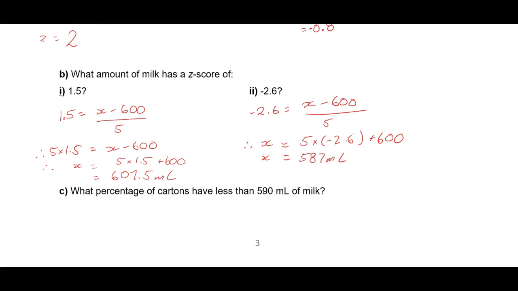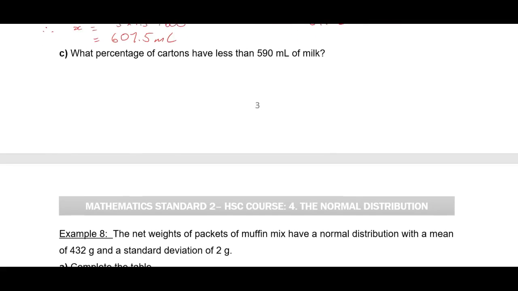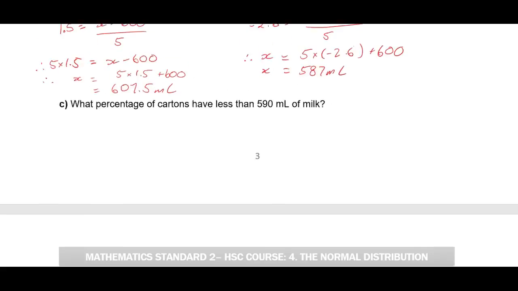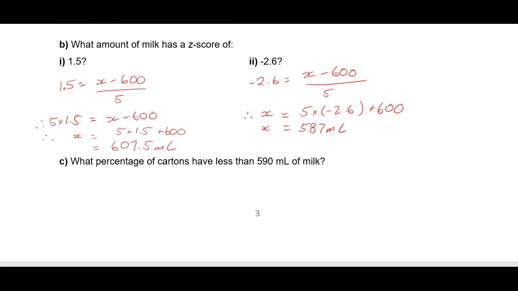One more to go here, I think, and we'll be done. What percentage of cartons have less than 590 mils of milk? Well, we need to apply our empirical rule from the previous question here when it says what percentage. Now, I first of all need to identify what the z-score is here. So I'm going to say that z equals my score, 590, minus my mean of 600, divided by my standard deviation of 5, is negative 10 over 5. So that's a z-score of negative 2.